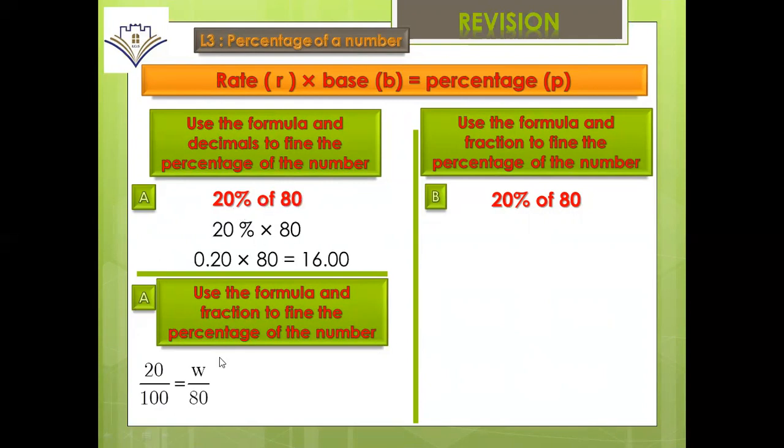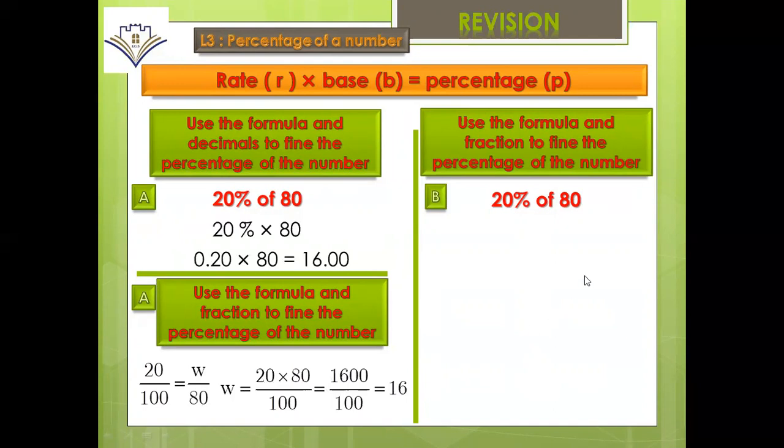Then 80 is the whole, and I need a part of 80. 20% of 80 means 20 multiplied by 80 divided by 100. Then 20 multiplied by 80 is 1,600, divided by 100. Both of them are divisible by 100, so cross out the two zeros. Then the answer is 16.